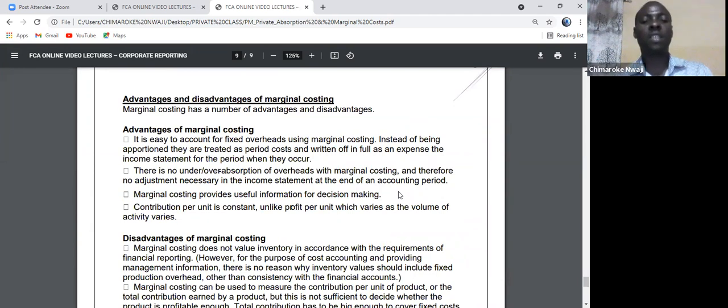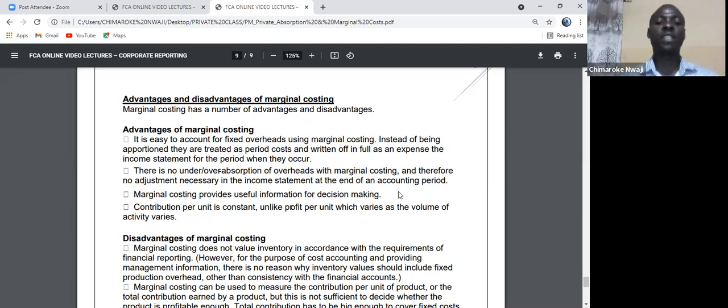It is easy to account for fixed overhead using marginal costing, because here we are separating the variable costs and the fixed costs. Instead of being apportioned, they are treated as period costs and written off in full as an expense in the income statement. Another advantage is there is no under or over absorption of overhead with marginal costing, and so there is no adjustment in the income statement at the end of the period.